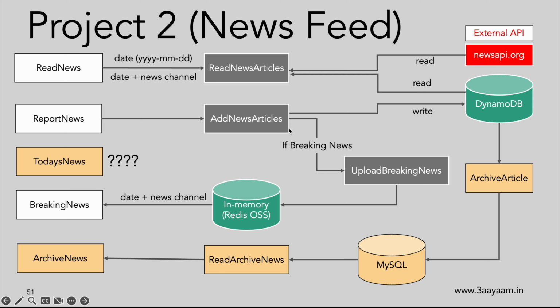Then there is one more API called add news articles, which will be called by the front-end API report news. The citizen reporters or actual reporters would use this API, or maybe a button in the app, to add a particular news in the DynamoDB table. And if it is breaking news, a function would be used to load the records in the in-memory database also, which is Redis. And then the breaking news front-end API will read directly from the in-memory database, provided the date and the news channel is passed along with it.